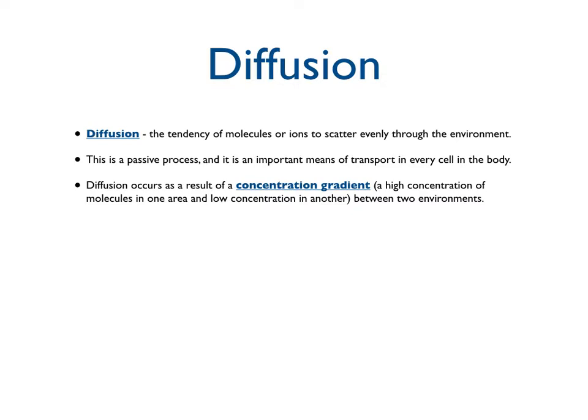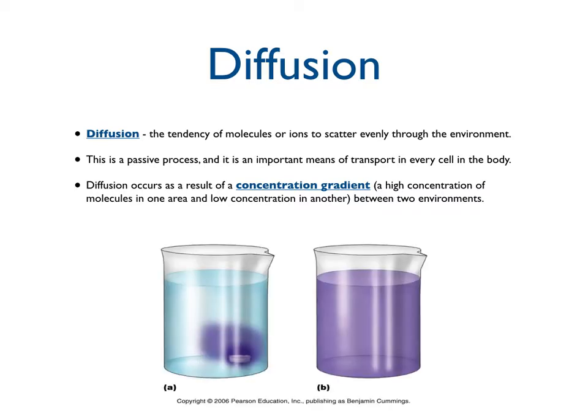To better illustrate this process, look at the figure. In figure A, there is a beaker filled with water, and to that beaker a purple dye tablet is added. In this example, the dye tablet represents the area of high concentration of purple dye, and the water in the beaker is the area of low concentration. As the dye tablet dissolves, the purple dye will spread from the tablet, the area of high concentration, through the water, the area of low concentration, until it fills the entire container, as is depicted in figure B.